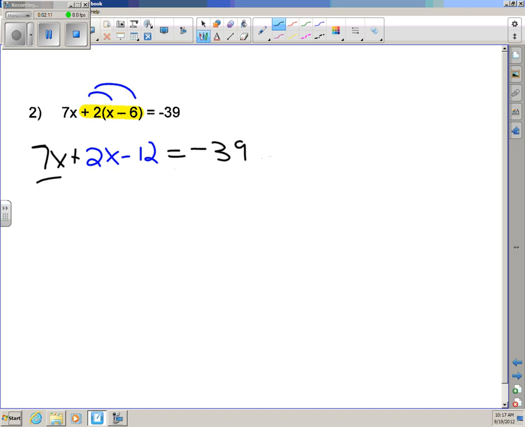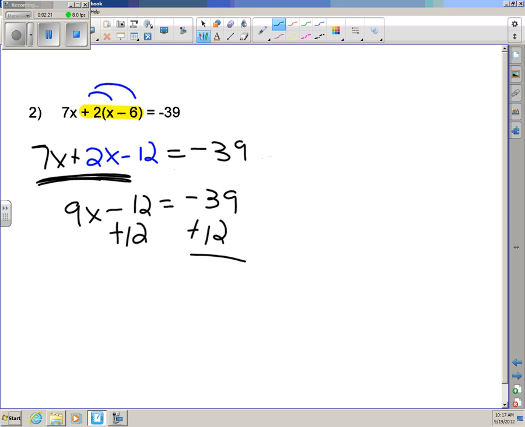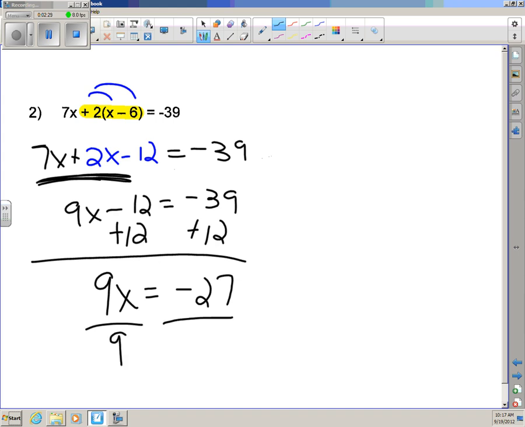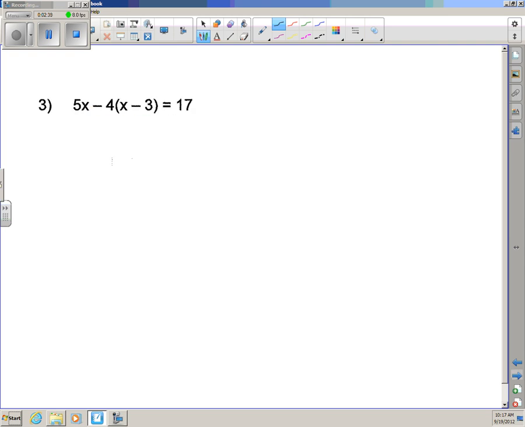I've got some like terms on this left-hand side. 9x minus 12 equals negative 39. I'm going to add 12 to both sides. 9x equals negative, in this case, 27. Divide both sides by 9. X equals negative 3.